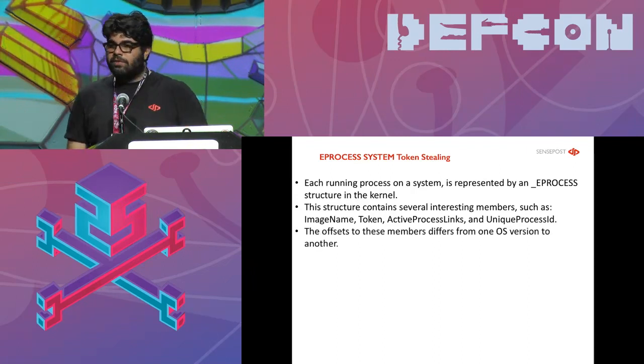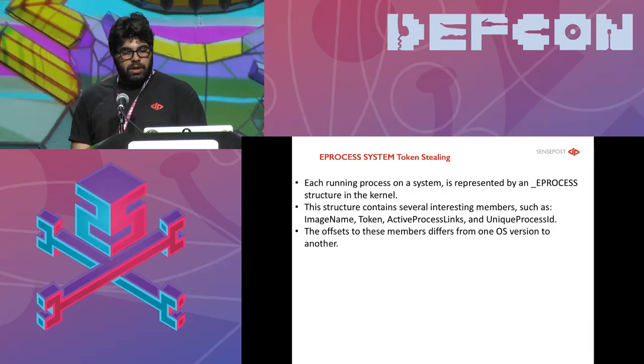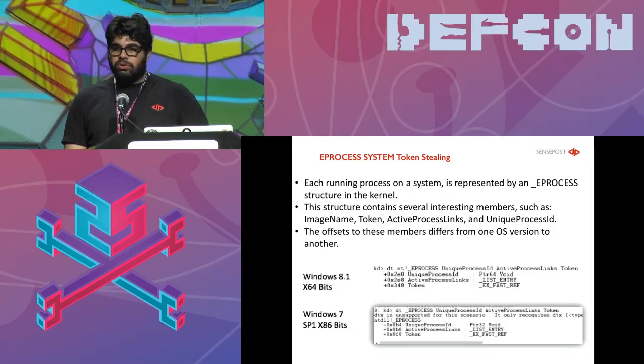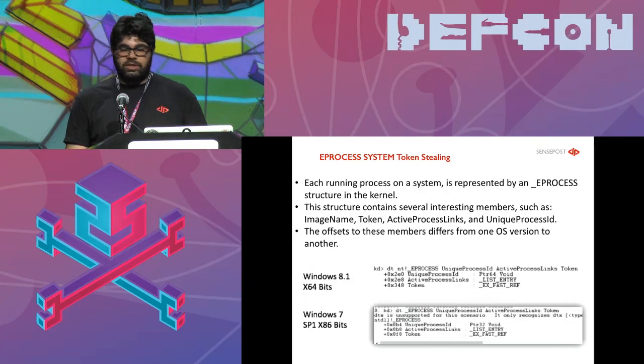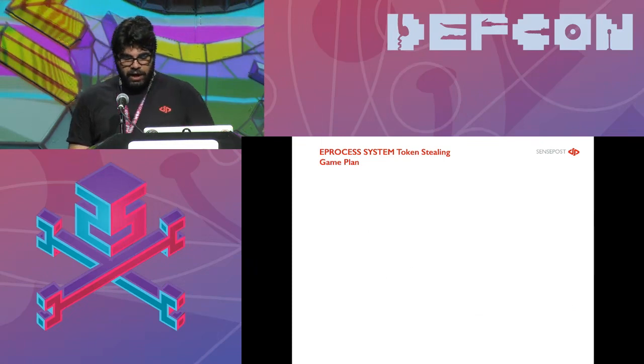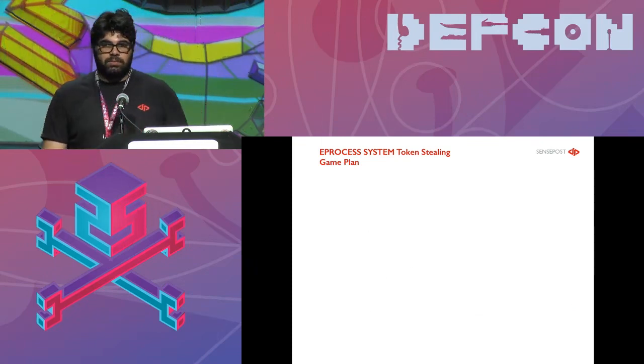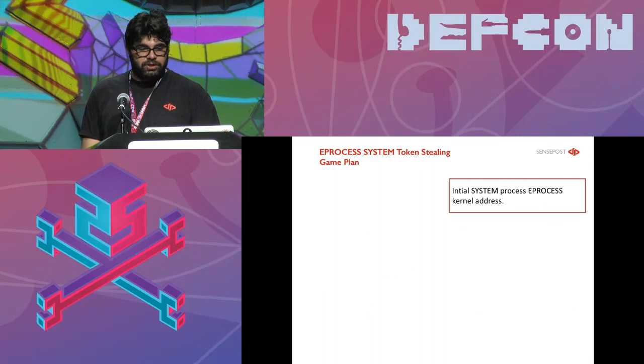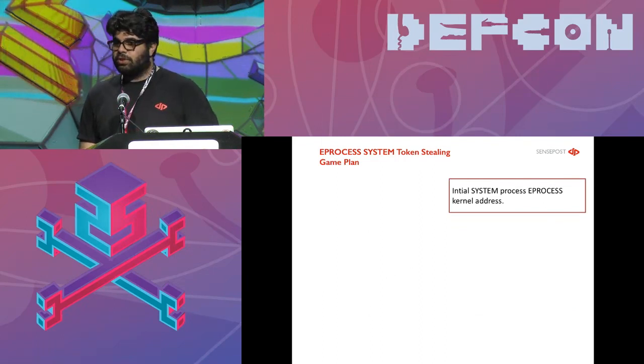The offsets to these members differ from one system to another, and specifically for this talk, we'll be covering Windows 8.1 64-bit and Windows 7 SP1 for x86, and these are the offsets to these members. And the game plan we have to actually exploit this, or get the system token of a system process, is, first, we need to get the address of the system's EPROCESS structure in memory.